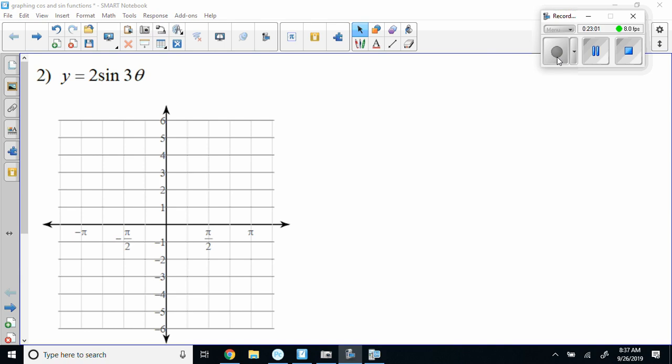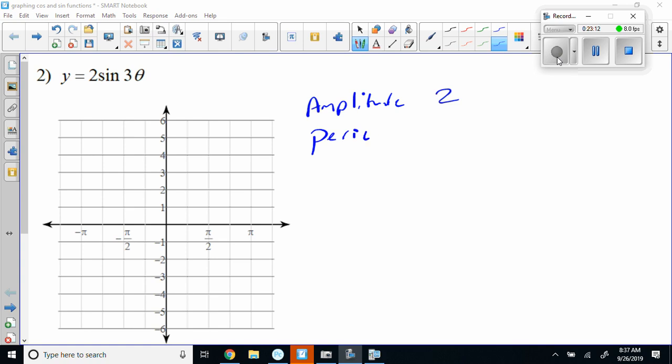Okay. So what's my amplitude? Absolute value of 2, which is 2. What is the period? Well, that's 2 pi over, here's my B. If I quit writing B, I would be able to write 3. So, oh my gosh, I got a period of 2 pi over 3. Snap. Oh man, that was making my head hurt. Okay, I can do this.